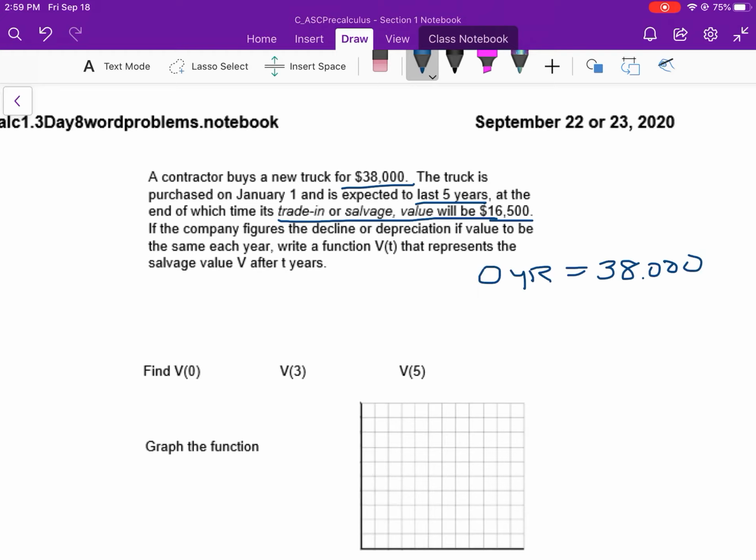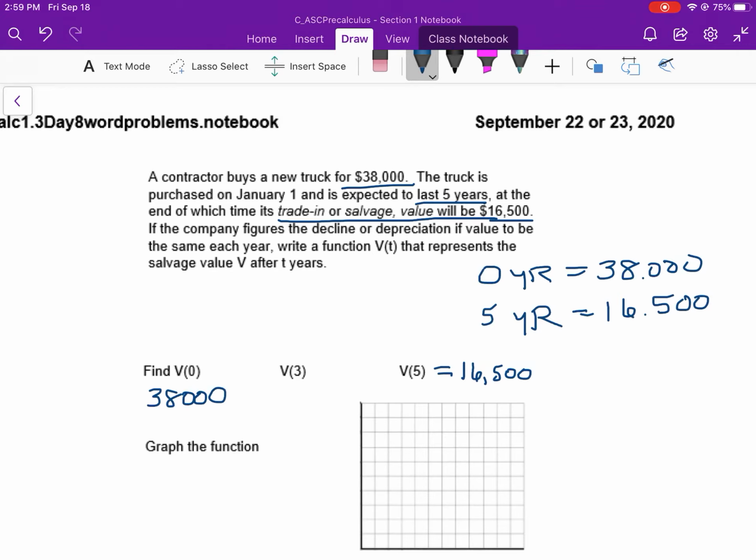And after 5 years, we've got 16,500, right? Okay, if the company figures the decline or depreciation value to be the same each year, let's write a function that represents the salvage after t years. Well, we know that V of 0 has to be 38,000, right? And we know V of 5, because after 5 years, it's supposed to be 16,500.